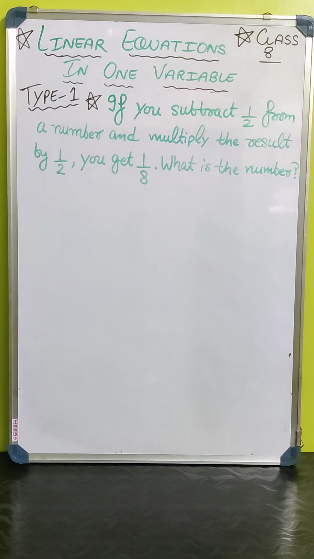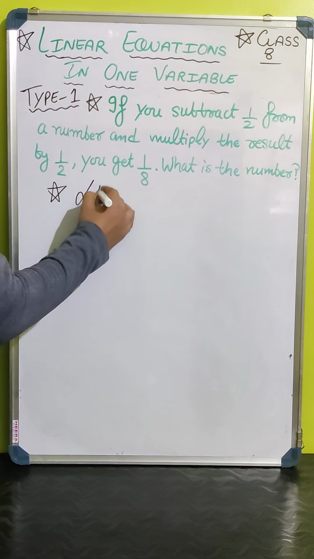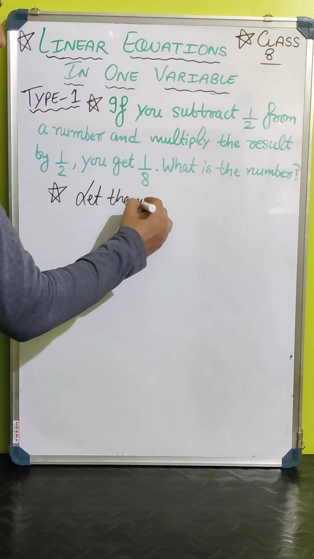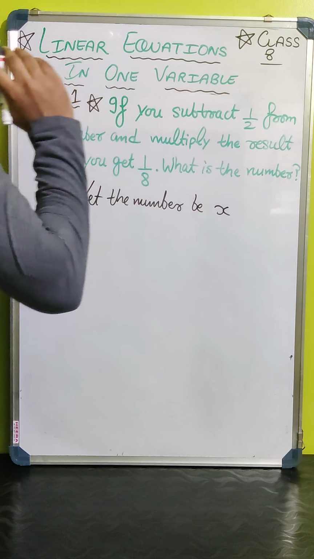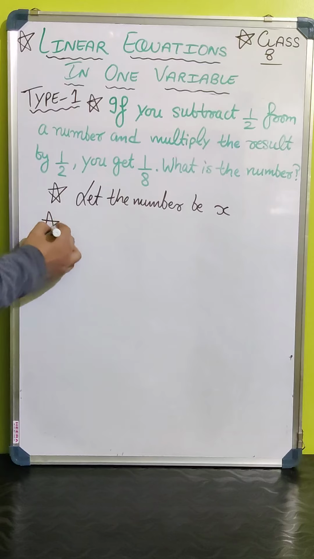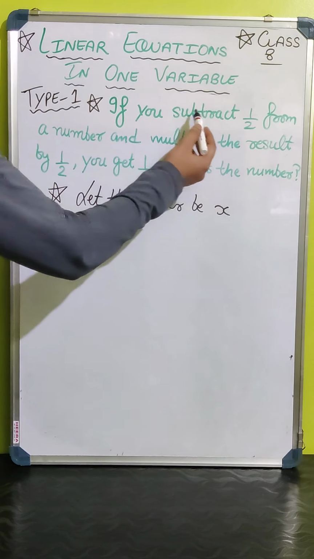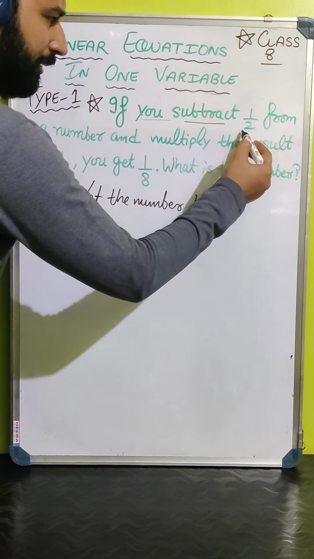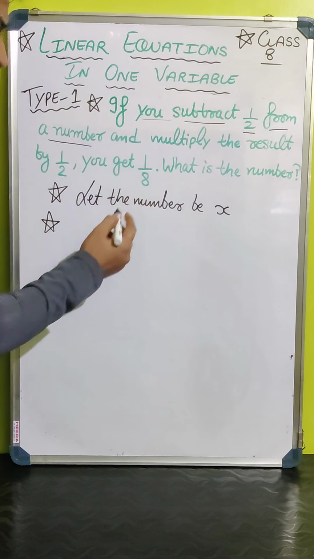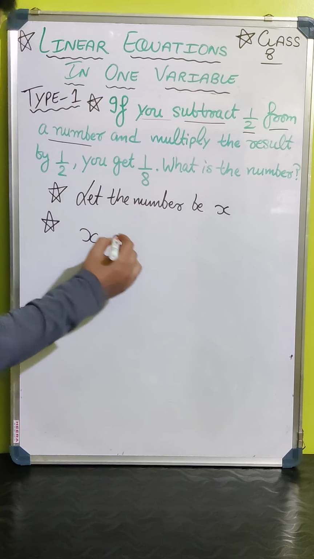Simple things are there. Whenever they ask you about the number, first of all let the number be x. Now comes the operation. Read the statement carefully, because the answer is there only. If you subtract 1 by 2 from a number, it means from a number you subtract 1 by 2.